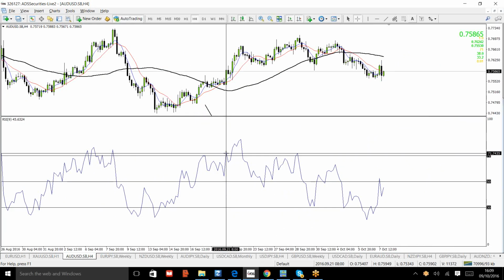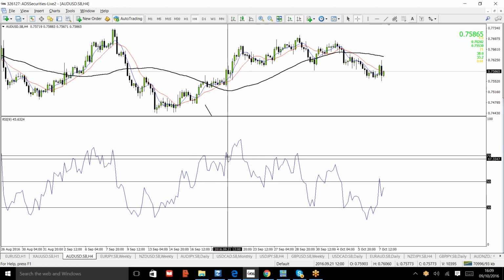Let's say the price went above 70 here, just based on this indicator, and came down. Would you just sell it?